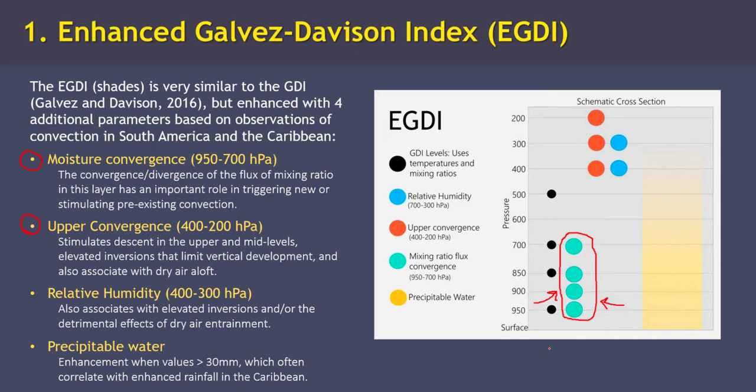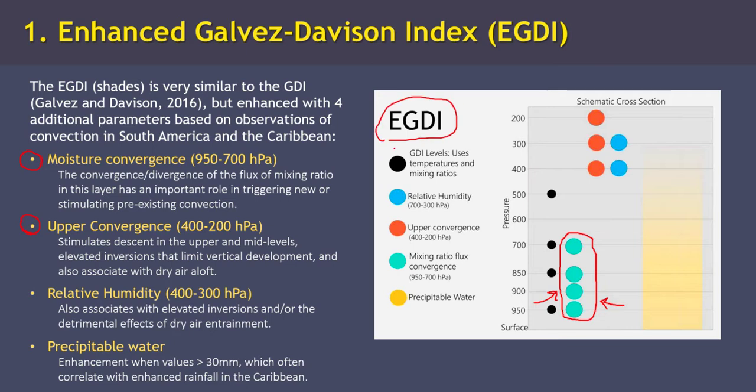But I was there and I was looking at the different algorithms and the output and what mattered and what not. And I realized that low-level moisture convergence is very important in Caribbean convection, and sometimes it would even overwhelm the GDI. So we decided to look into implementing this into an algorithm, and the EGDI has that.